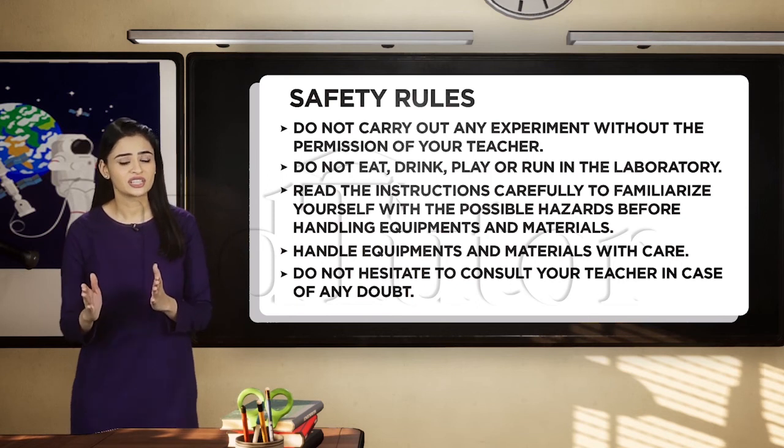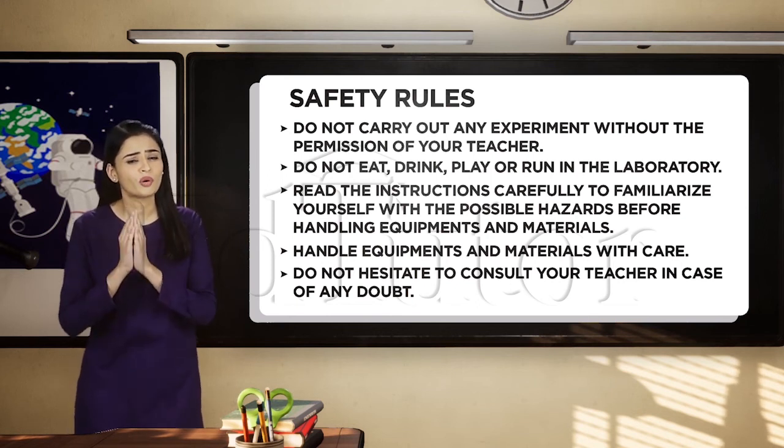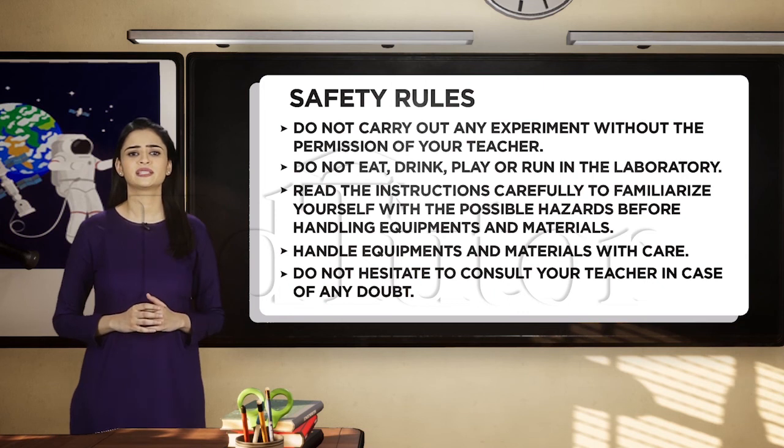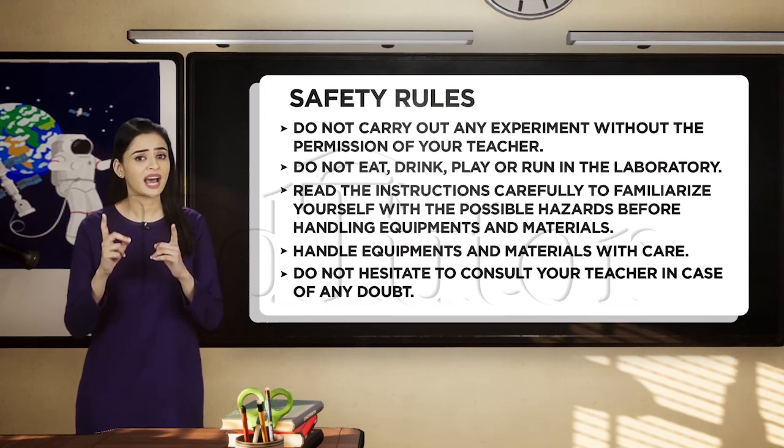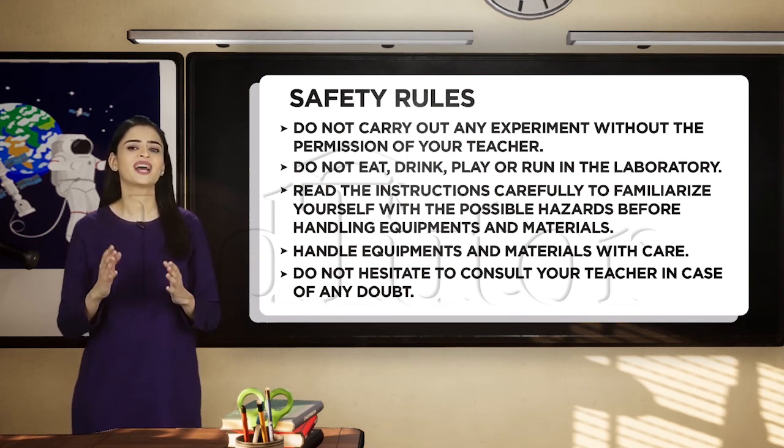Secondly, the instructions are the first and the most important part of any experiment. You should know about the possible hazards of the equipment before handling them. Simple, isn't it? This brings us to the end of measuring instruments.